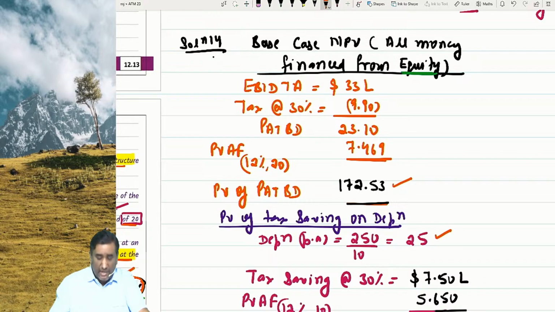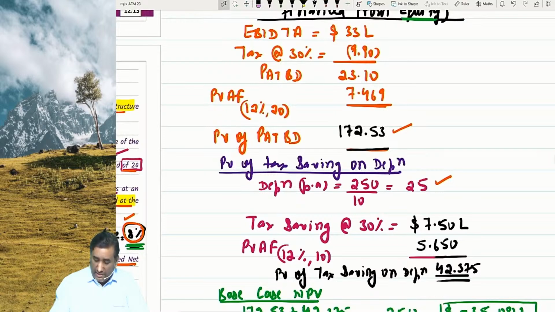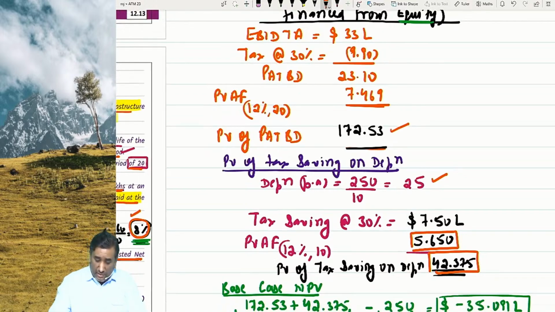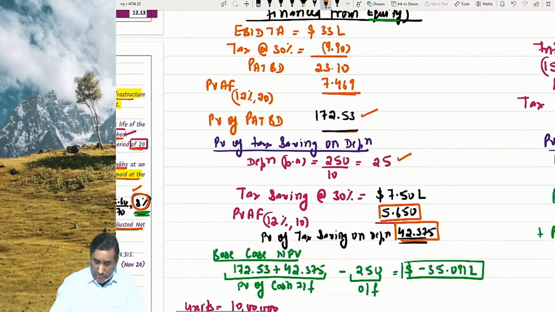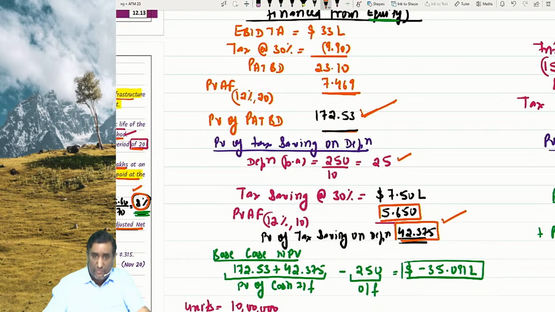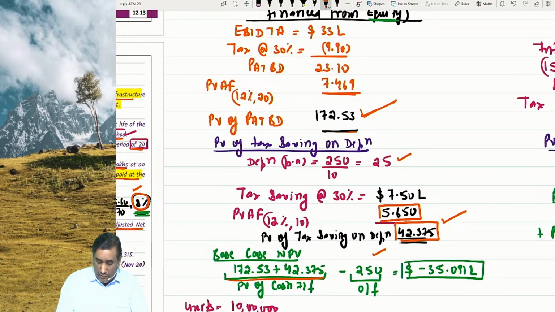25 every year. It will save tax of what? 30%, 7.5. For how many years? 10, 5.6. How much present value of tax saving? 50. So if there was no debt, my base case NPV would be equal to what, sir? My base case NPV would be this present value plus what? Present value of tax saving on depreciation minus outflow. How much? 250. It's present value of cash inflow minus this.